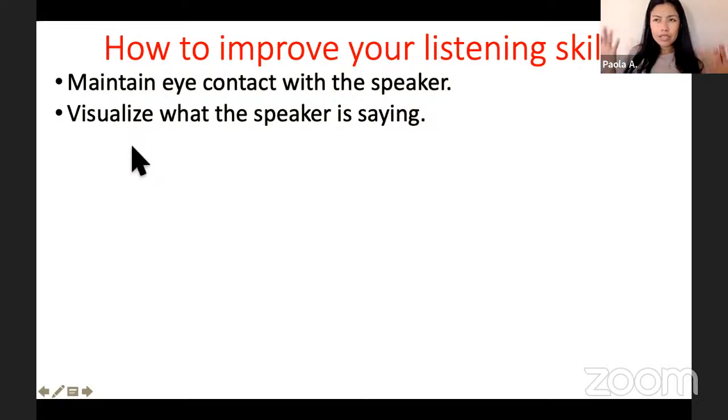Also try to understand, obviously English is our second language, but we have to try to visualize what the speaker is saying. For example, if they're talking about their house, you imagine how their house looks. Maybe they're talking about a car, or a specific restaurant, you know what I mean? We have to try to visualize.